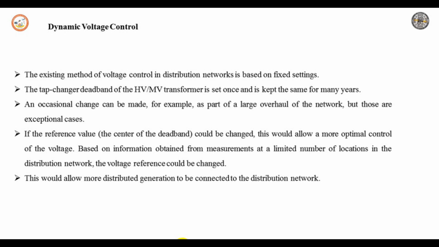Voltage measurements at a number of essential locations along the feeders are used as an input. The essential locations should include the points where maximum or minimum voltage is likely to occur. When one of the voltages is outside its limit, the reference value of the tap changer controller is adjusted accordingly. For any form of dynamic voltage control, it is important to be able to estimate the voltage magnitude throughout the network.